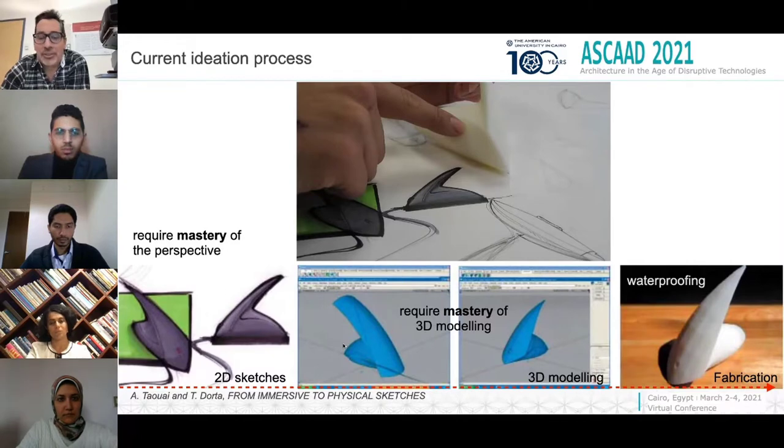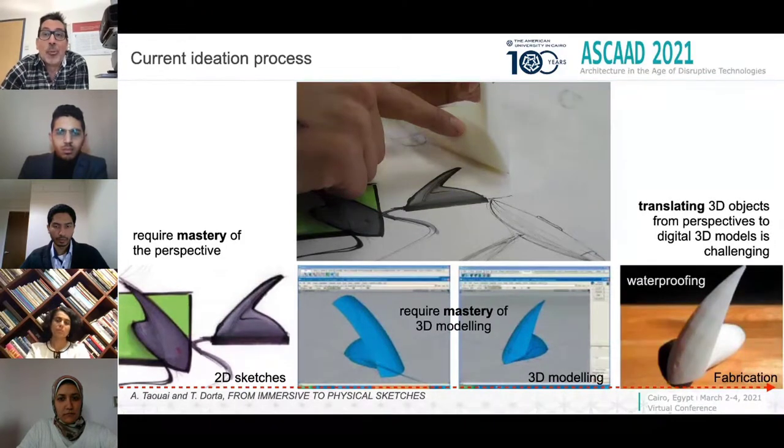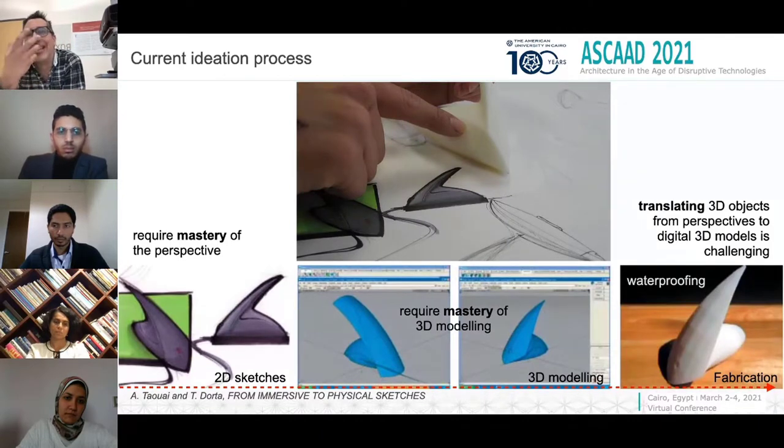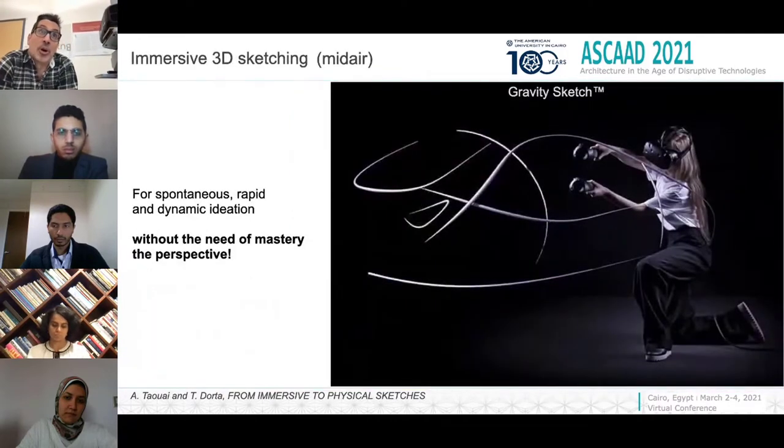We have to master the 3D modeling. Then we have to model in a way to be waterproof. Then when we are going from sketches to 3D printing, we are translating 2D sketches to 3D shapes, and this could be challenging. So when you sketch in VR, there are several ways.